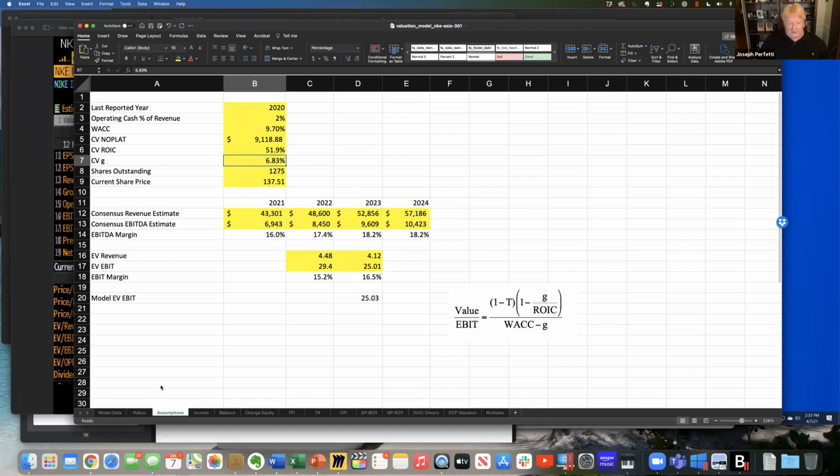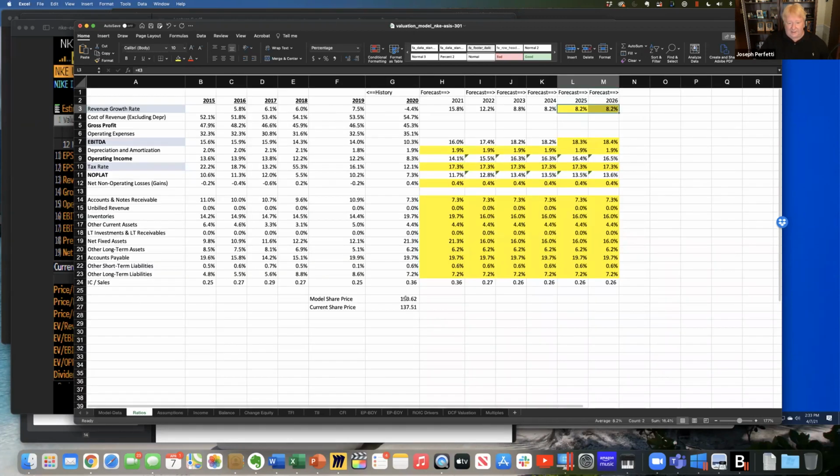And by the way, with that G, my model calculates a share price of $150.62. I need to get within $1 of this. So what if this were 3%? Now I'm within $1 of the share price, and I've completed my Nike as-is. Questions?